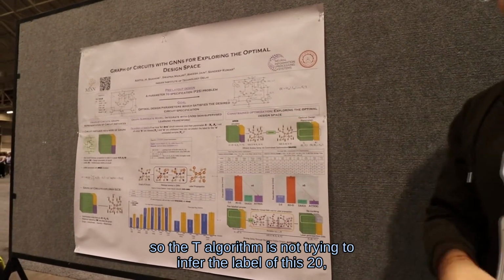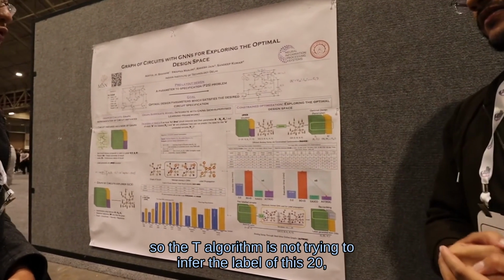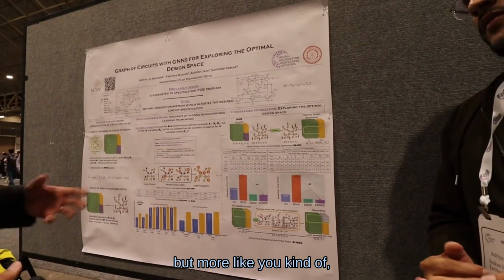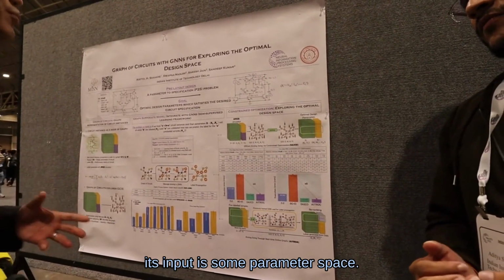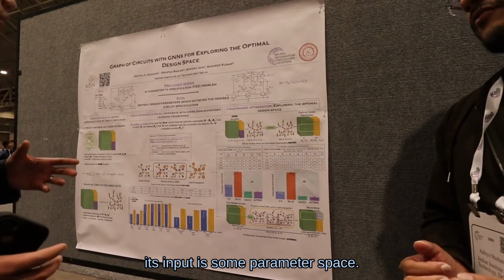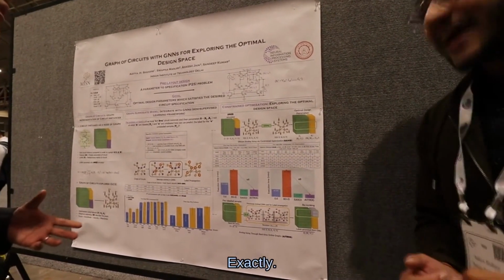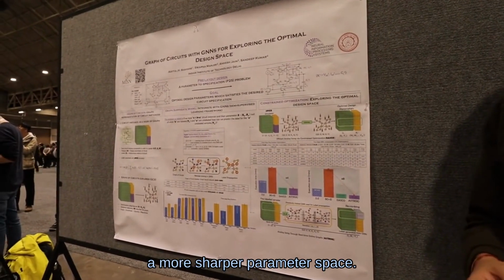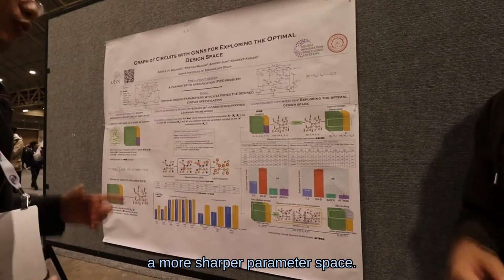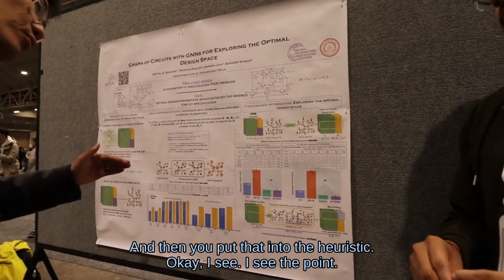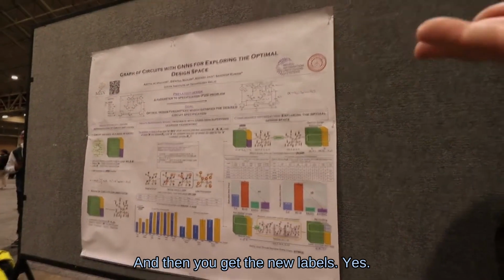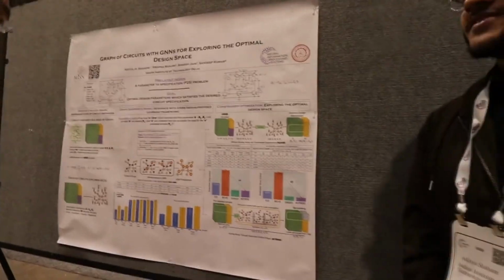Oh, so the DE algorithm is not trying to infer the label of these 20, but more like its input is some parameter space. Exactly. And the GNN is trying to give you a sharper parameter space, and then you put that into the heuristic and get the new labels. Yes. I see the point.